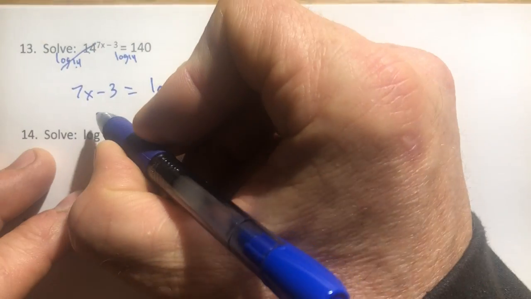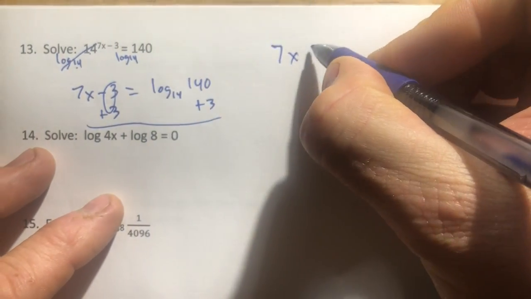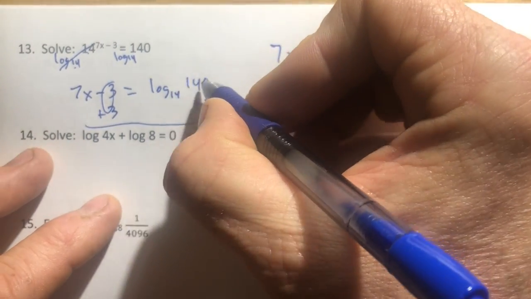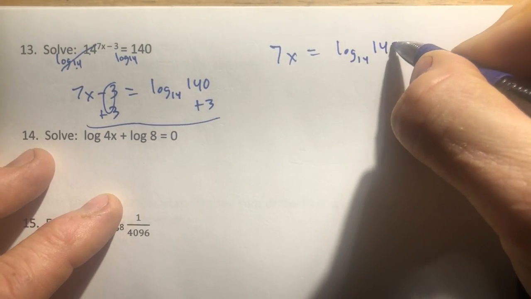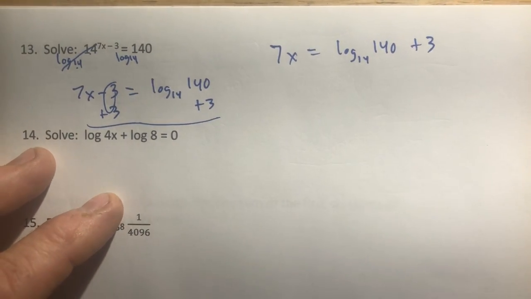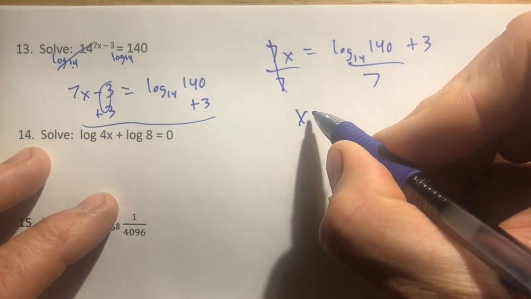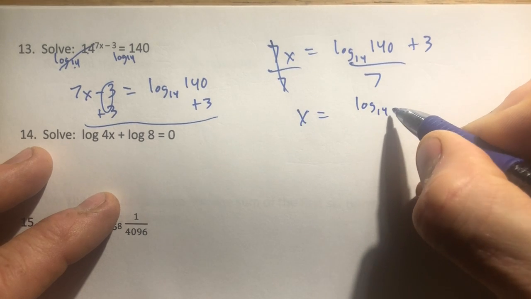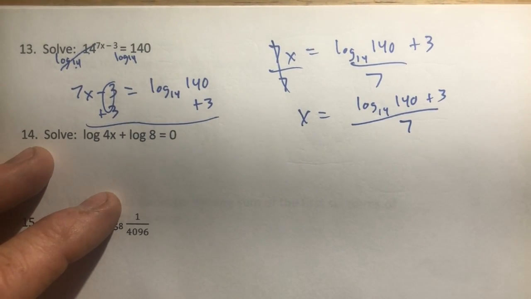Okay. Now I add 3 to both sides to get rid of the 3, so I have 7x equals, well, I can't add that 3 to this because this is an argument of the log. So I've just got log base 14 of 140 plus 3. And then I can divide both sides by 7. So it's log base 14 of 140 plus 3, all divided by 7, and then I can punch that in.